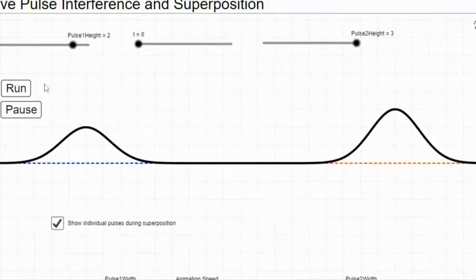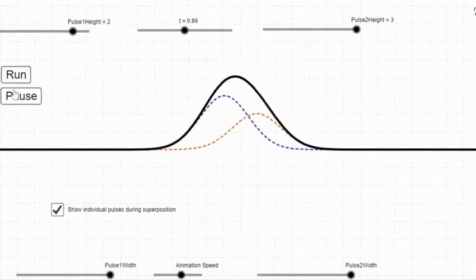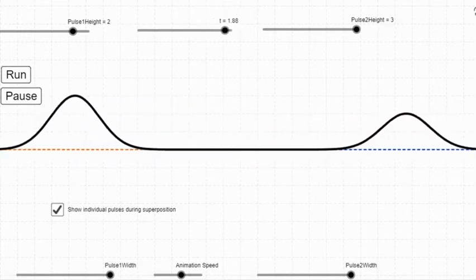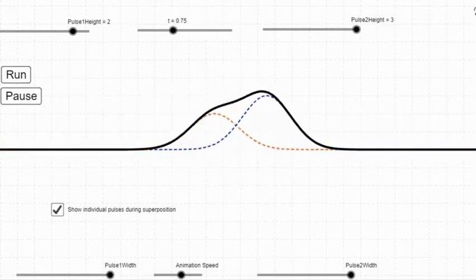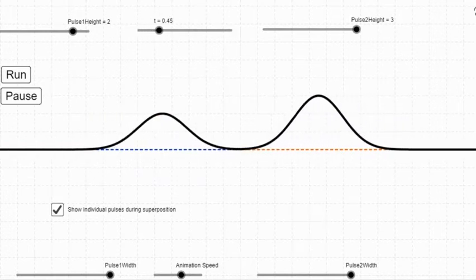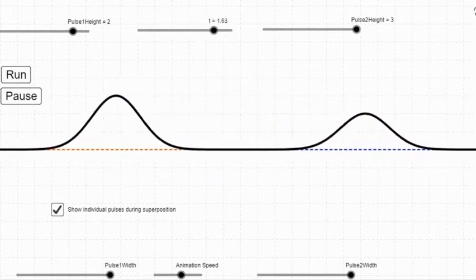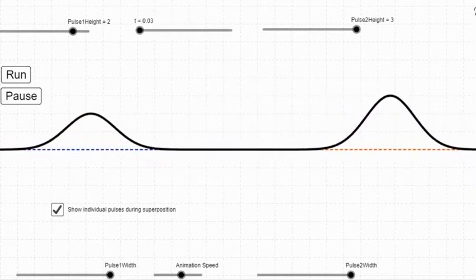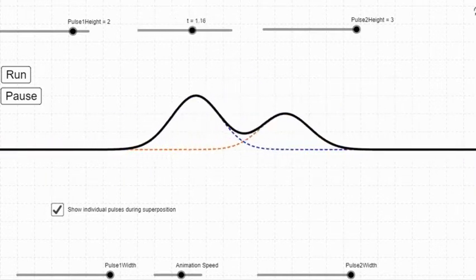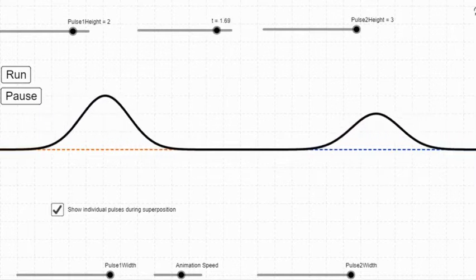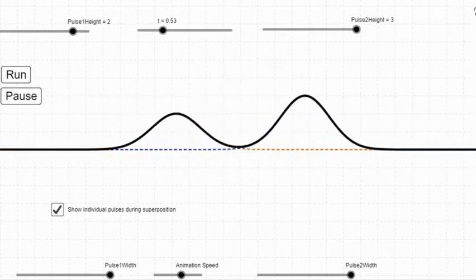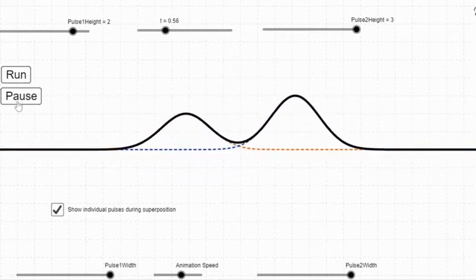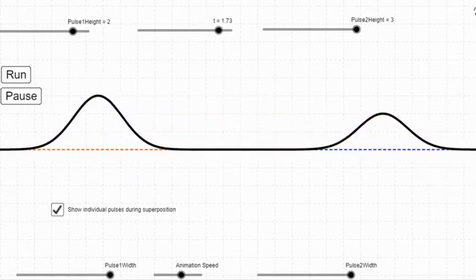Watch these two wave pulses as they approach and then move through each other. You can see at the point when they are at the same place at the same time, they interfere, in this particular case, constructively. They interfere constructively to build a bigger wave pulse, and then they continue moving on through each other.